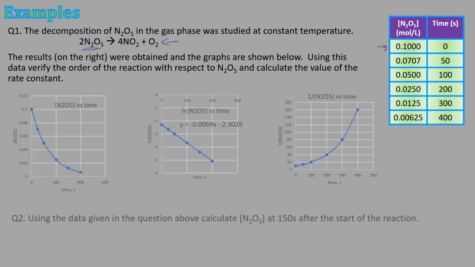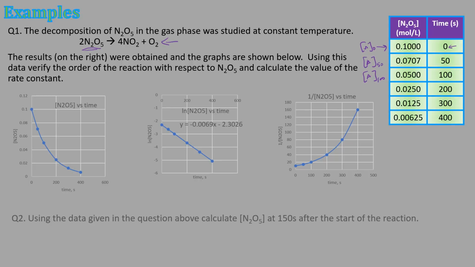So this would be A naught because it's the A at time 0. And then these are all different values of A at different times. So this would be A at 50, this would be A at 100, and so they're all A's at time t's.